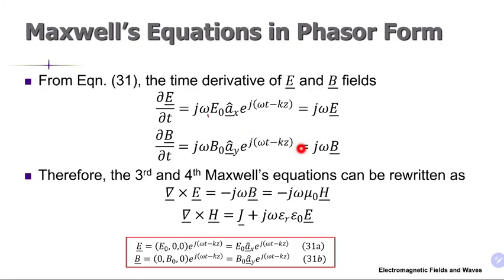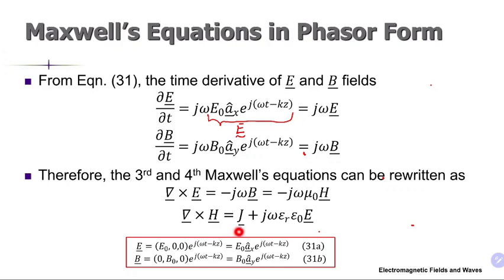So this part of my equation is my E. You can see that this is E, unit vector in the x direction, exponential term, and this is exactly the same as this. So the time derivative of E is equal to j omega E. Similarly, we do the same for B. The time derivative of B is equal to j omega B. Therefore, if we substitute that back into Maxwell equations, we can say that the curl of E is equal to minus j omega mu naught H.